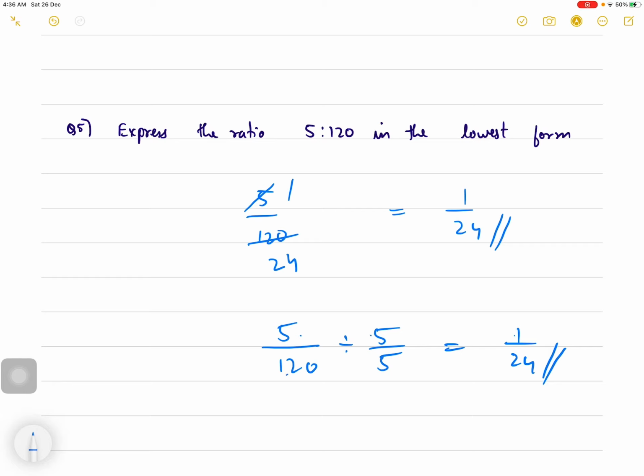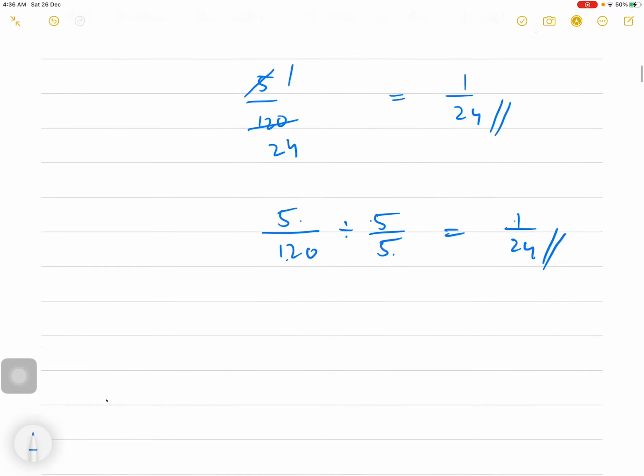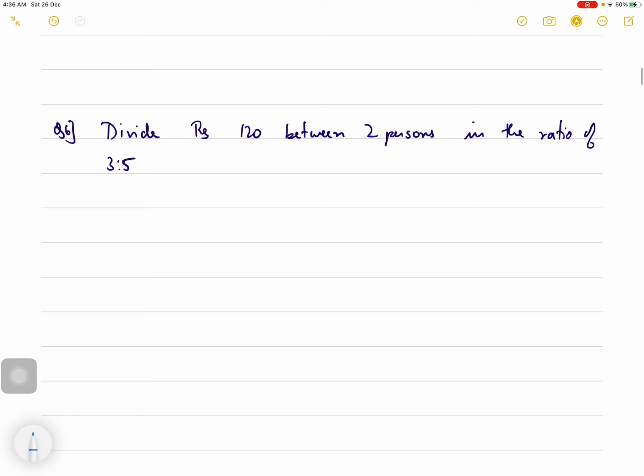Five divided by 5 is 1. 120 divided by 5 is 24. Okay, let's see the next question. Divide rupees 120 between 2 persons in the ratio 3:5. Okay, so I have to divide 120 between 2 persons in the ratio 3:5.